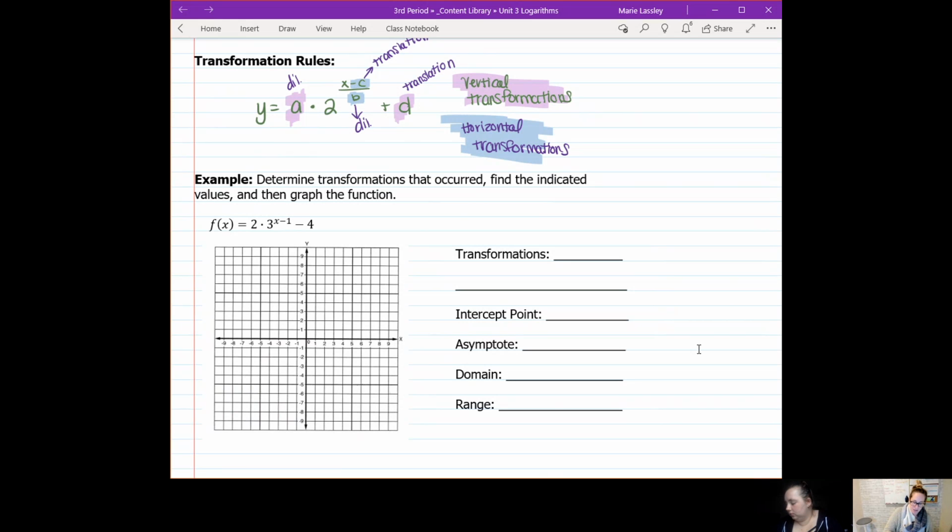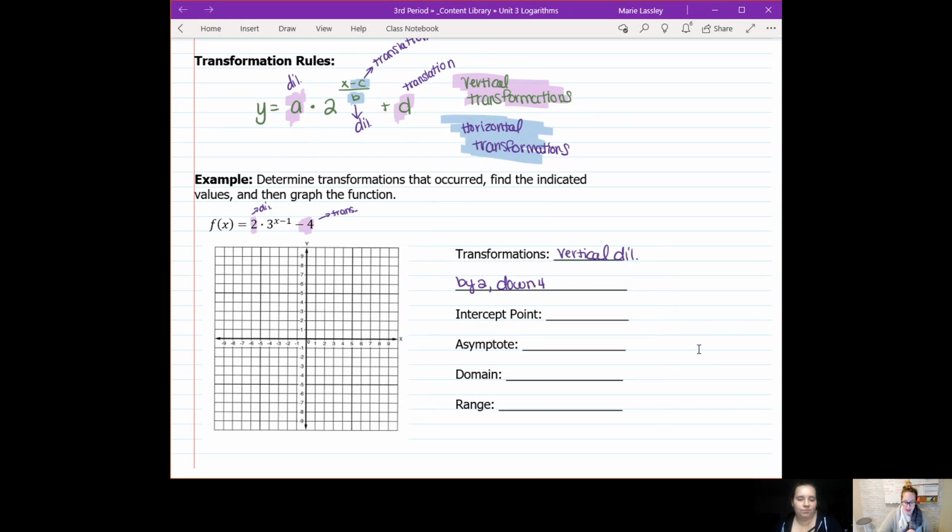Anything outside, so the 2 on the outside, that's going to be a vertical transformation. Same with the minus 4. This right here is dilating. This right here is translating. So my transformations so far: I have a vertical dilation by 2, and I'm going down 4. Internet's a little slow. At least we have a video.